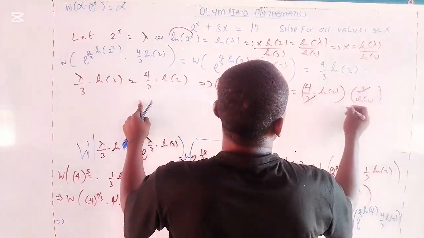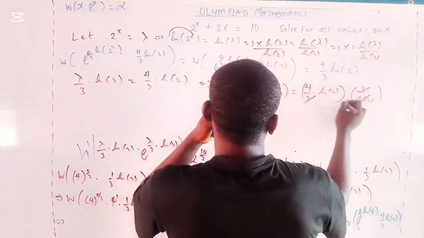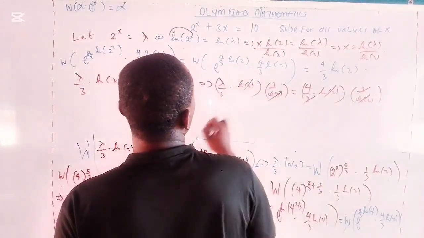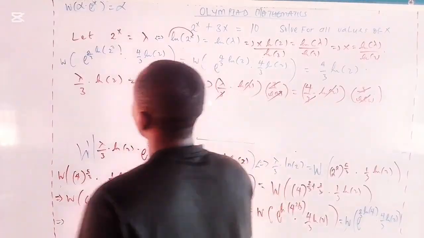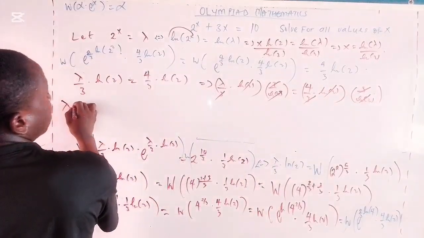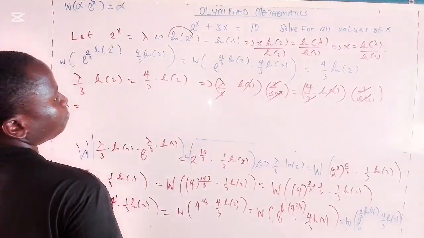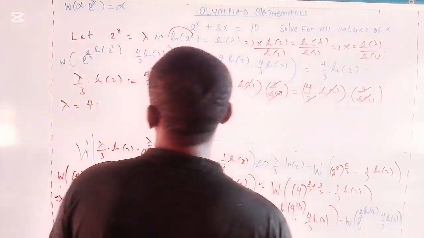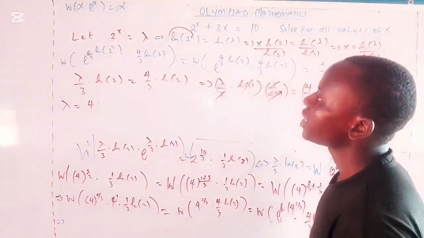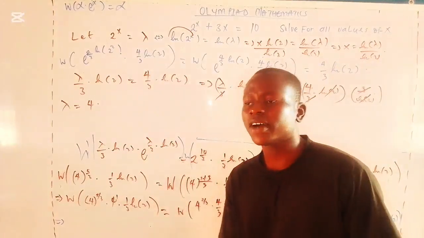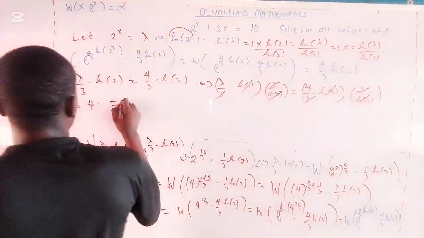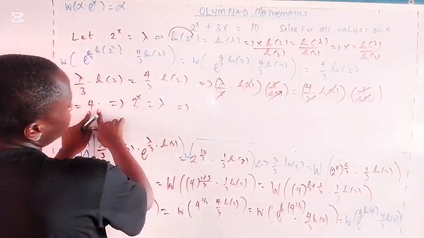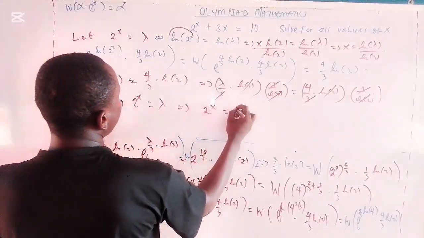So 3 will cancel out 3. Alright, so natural log of 2 will cancel out natural log of 2. And then here also, natural log of 2 will cancel out natural log of 2. 3 will cancel out 3. So we have lambda is equal to 4. So the value of lambda is now 4. But don't forget, you want to find the value of x, okay? But remember that 2 raised to the power of x is equal to lambda. And then we have lambda to be 4. So we have 2 raised to the power of x is equal to 4.